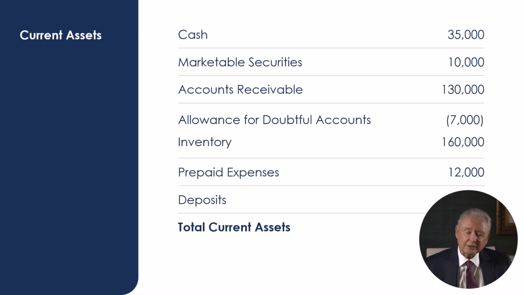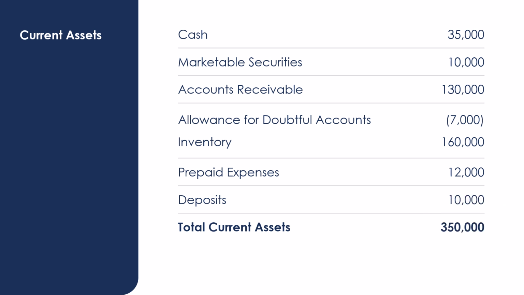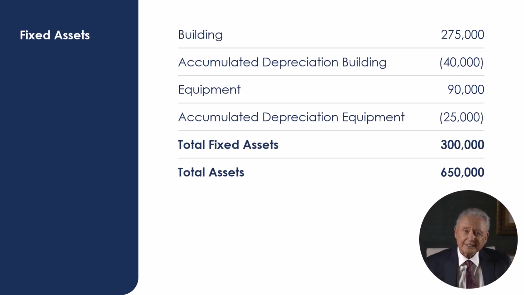Here we have a subset of the financial statements. Total current assets, $350,000. Cash, $35,000. Marketable securities, $10,000. Accounts receivable, $130,000. Less allowance for doubtful accounts, $7,000. Inventory, $160,000. Prepaid expenses, $12,000. Deposits, $10,000. For a total of $350,000. Here we have fixed assets of $300,000 and total assets of $650,000.